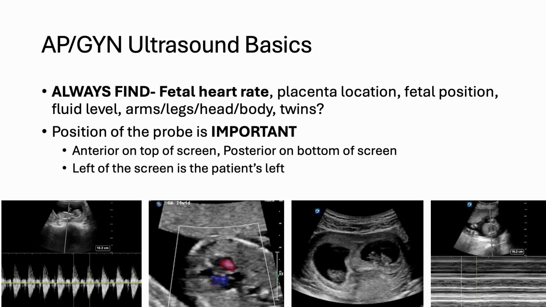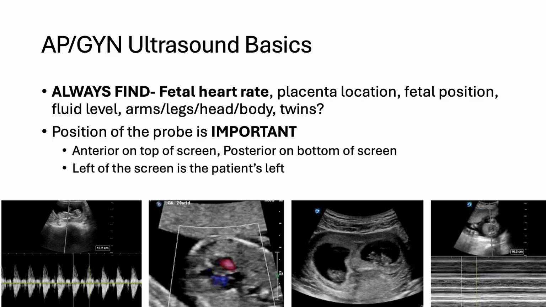And so of course, you look and you see, is there a baby? And then when you're looking for the heartbeat, you can tell a few things, like the baby's position. But it's important to look first at that. In my opinion, that's what I do first. And then you always want to know where the placenta is located. And then the next things are fetal position, fluid level, arms, legs, head, body, and then is it twins?